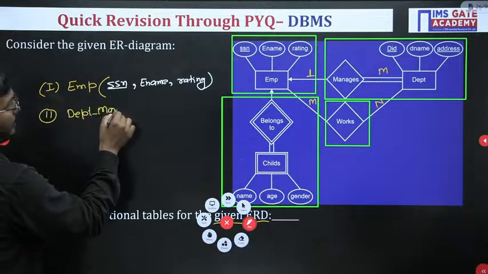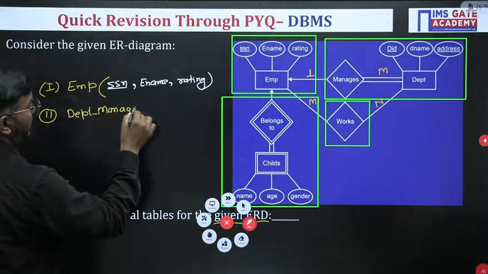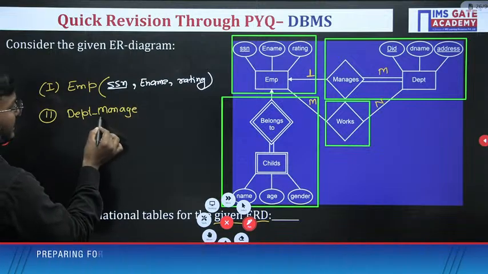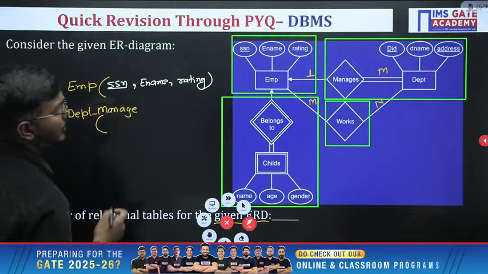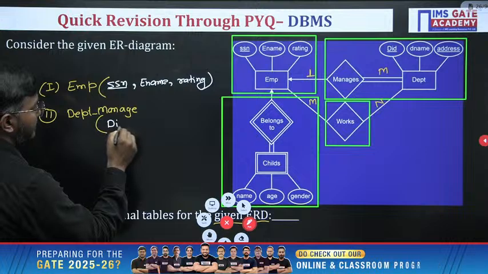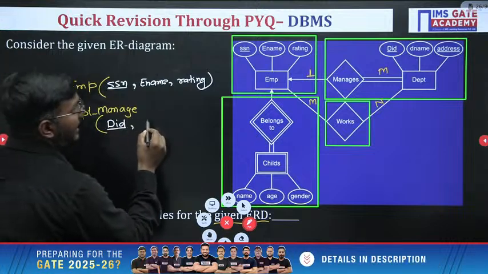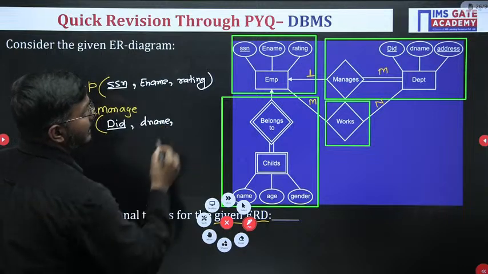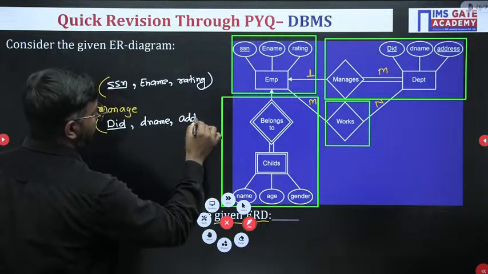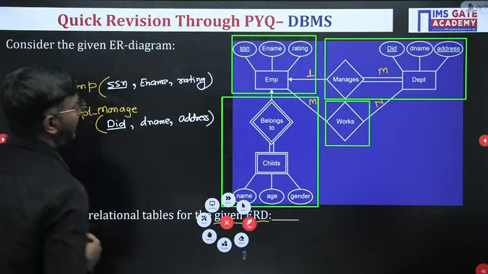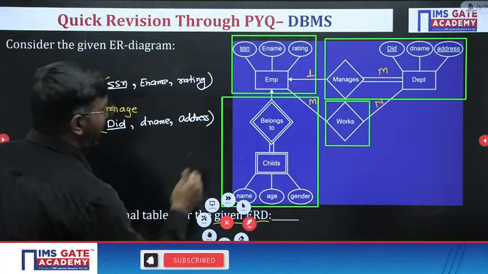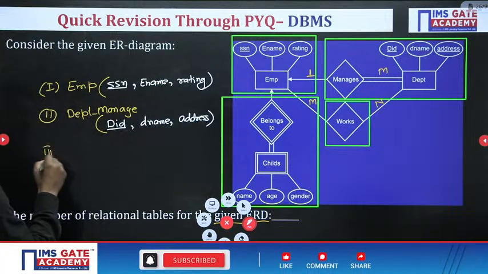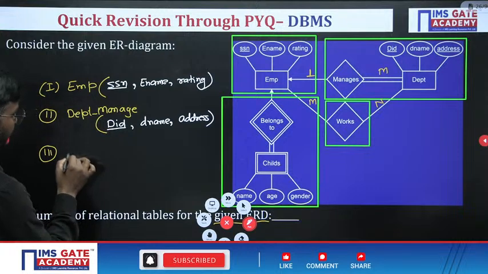and manages relationship. This is merged into a single table with attributes department ID, then department name, and then address. Fine, done. Now see, the third one is works. The third one is our works.